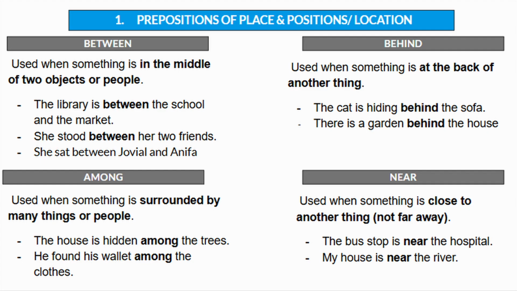He found his wallet among the clothes. Not only two clothes, but many clothes. Or also, when we are many people, you can say that God is among us. God is among us. Or for example, you're having a meeting, and there are a lot of people gathered there where the meeting is taking place.